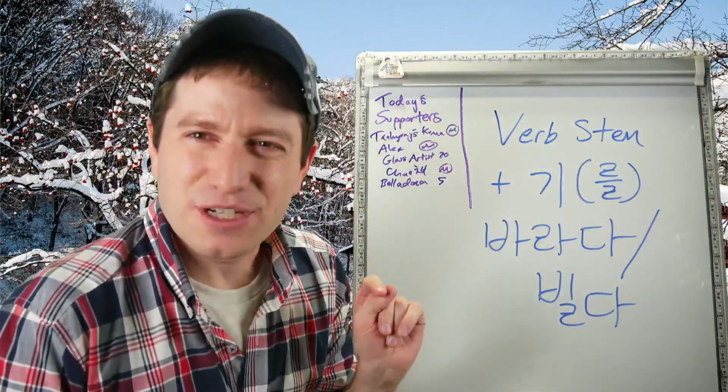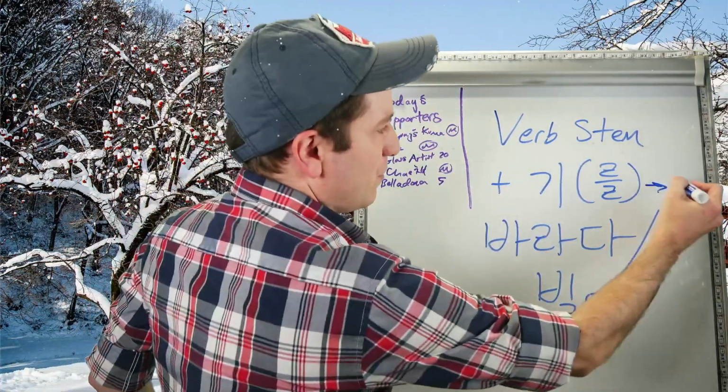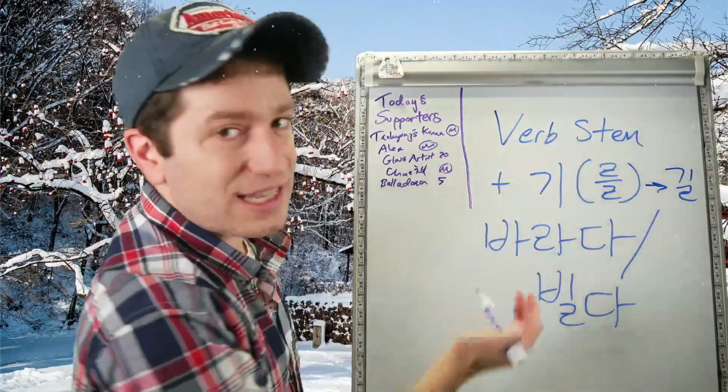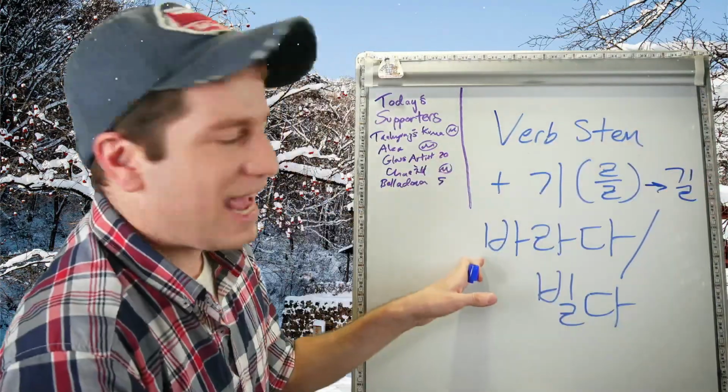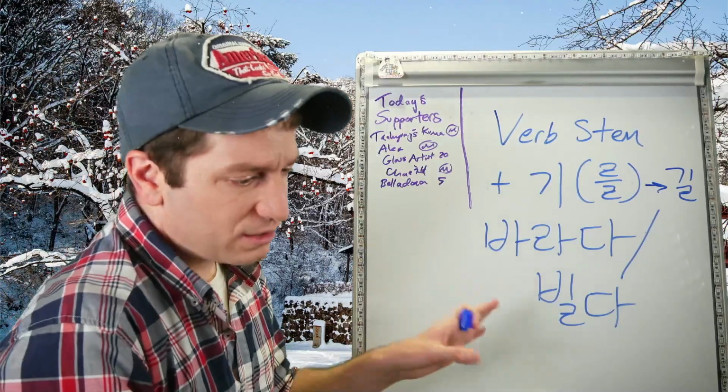Typically though, you will not see the object marker used. If it is added, it will become simply 길. So 하다 would become 하기 or 하길. Then you'd add the verb 바라다 or 빌다.